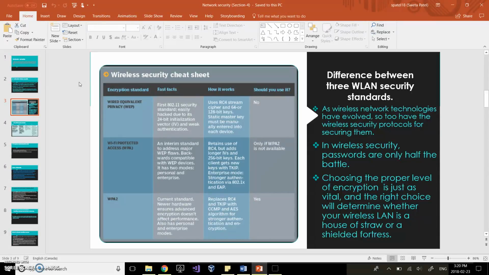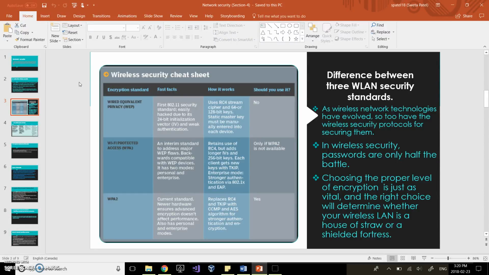WPA is Wi-Fi Protected Access. Let's look at fast facts about it. It is an interim standard to address major WEP flaws, backwards compatible with WEP devices. It has two modes, personal and enterprise. How does it work? It retains use of RC4 but adds longer IVs and 256-bit keys. Each client gets a new key with TKIP.